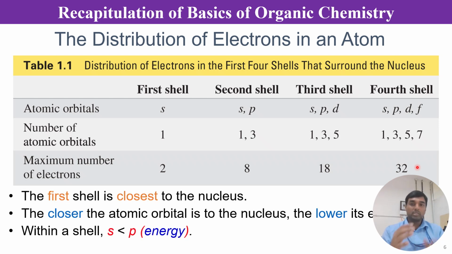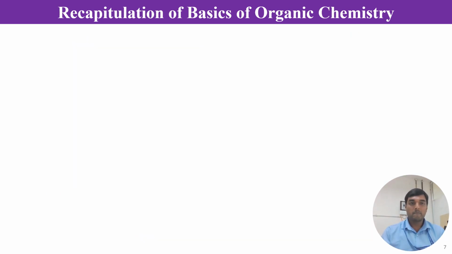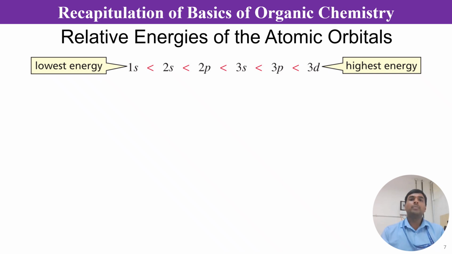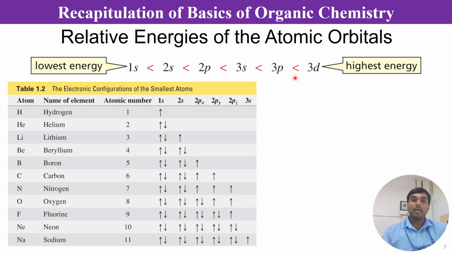Definitely, the one closest to the nucleus is your first shell. The s orbital is the closest to the nucleus, and when you go more and more away, they are higher in energy. Basically, with increasing shell number, energy increases. So if we consider the relative energy of the atomic orbitals, the lowest energy is 1s, followed by 2s, then 2p, 3s, 3p, 3d. If we go to higher atomic numbers, their energy will be higher.